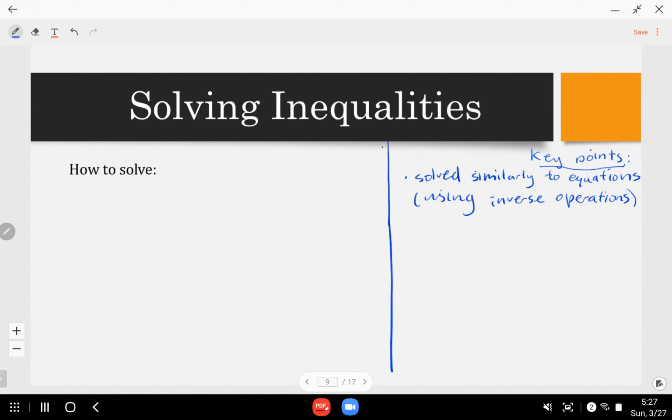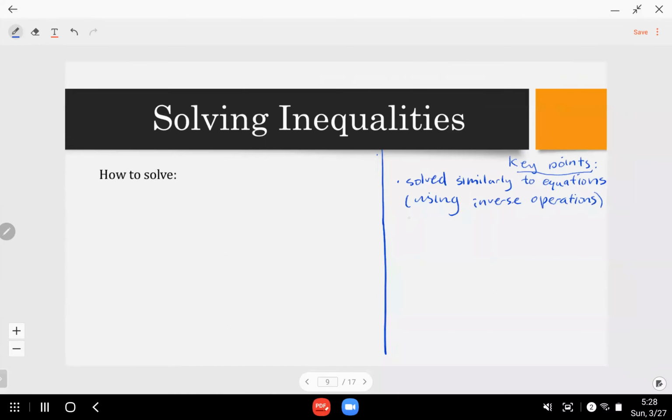And then there's a catch though. It's not entirely similar to equations. So when dividing or multiplying by negative numbers, don't we have to switch the inequality signs, right? Yes. Okay, that is the catch. That is another key point.